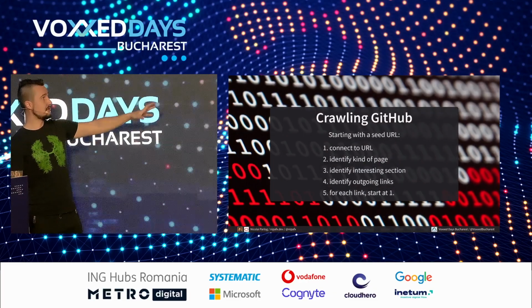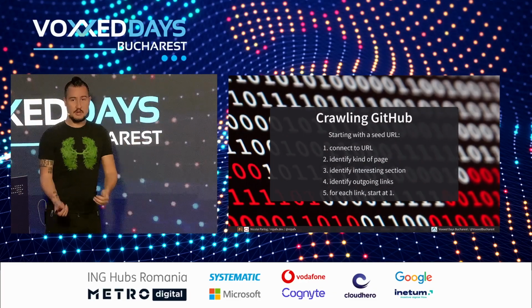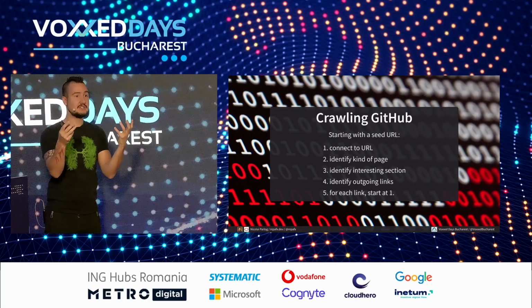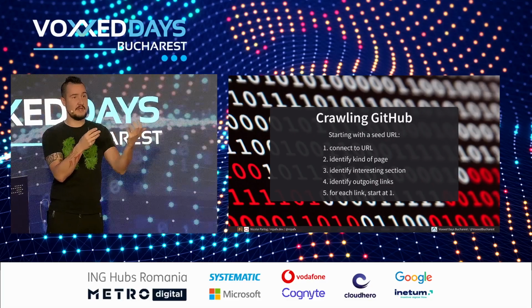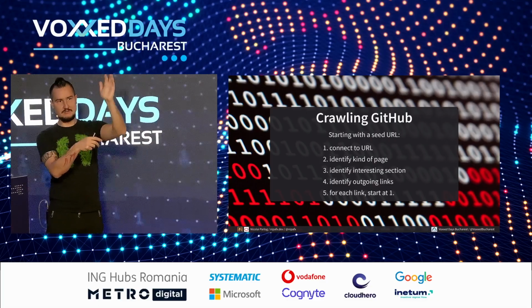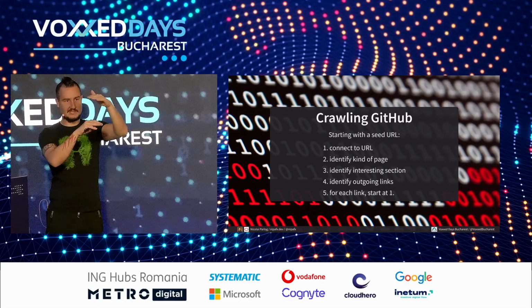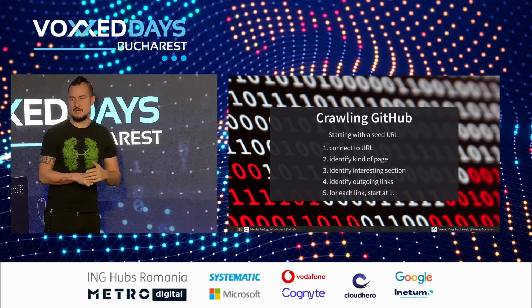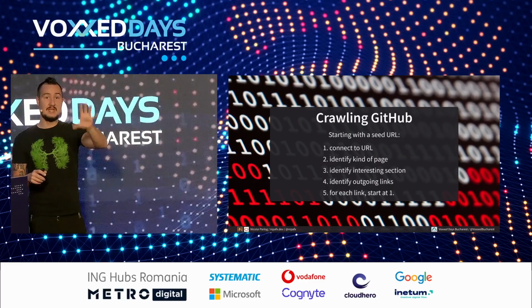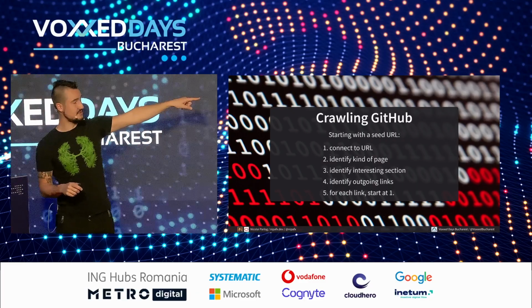What's the example about? It's a little GitHub crawler. You start with a seed URL, and it will connect to the URL, identify what kind of page it is. Could be a pull request page, could be an issue page. Then it looks for the interesting section, which is not the header and not the footer and all that stuff, but just like the part in the middle, the conversation on an issue maybe, and identifies all outgoing links. And then it takes all of those links and puts them back into step 1.